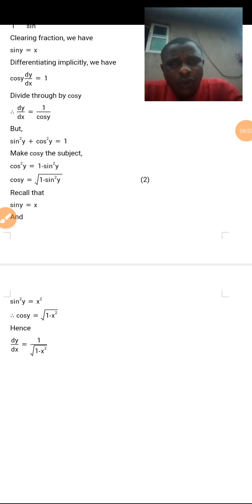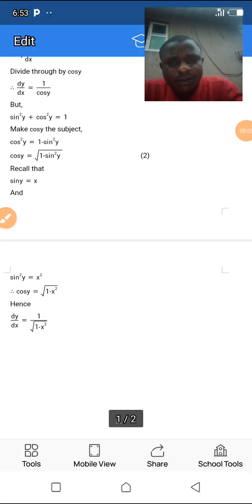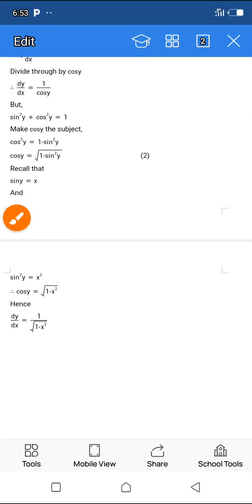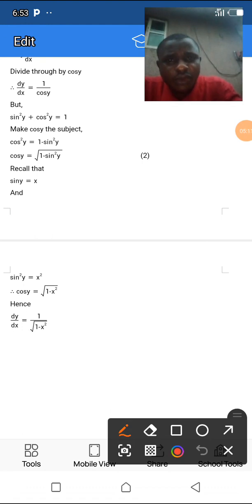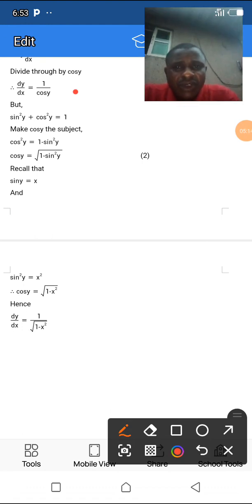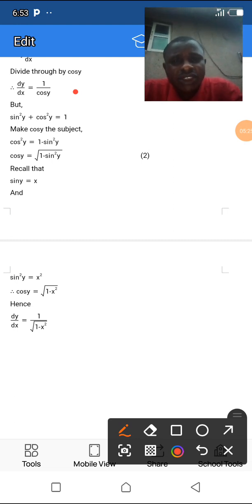At this point in time, we have cos y from this point, and we have established that cos y is equal to square root of 1 minus sine square y, and we have known that sine square y is equal to x squared. So here we are going to put x squared. Therefore we have that cos y equals square root of 1 minus x squared.